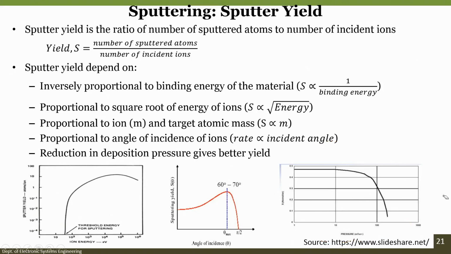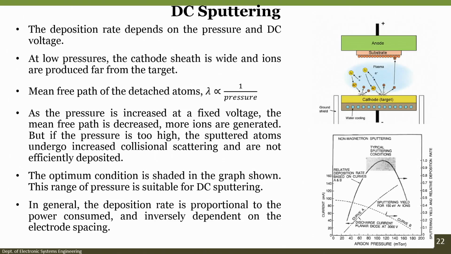In case of sputtering yield versus angle of incidence, you can see that at 60-70 degree you have a better angle, and at pi by 2 the sputtering yield decreases. At 60-70 you have a better sputtering yield. Finally, when you talk about ion energy, then you already know that the sputtering yield is proportional to the square root of the energy.